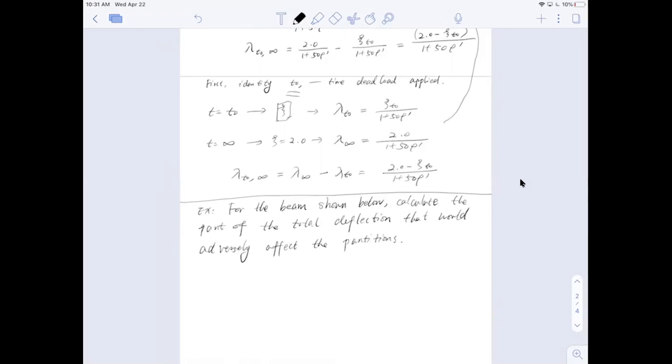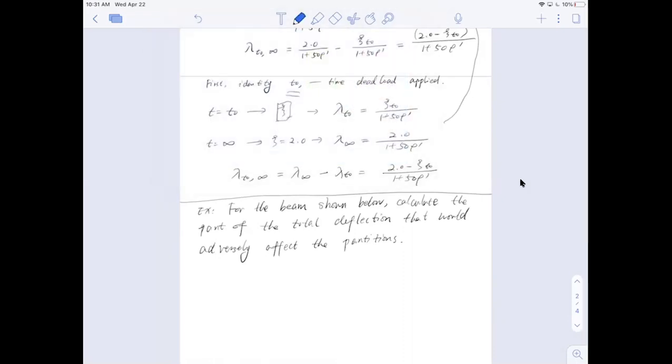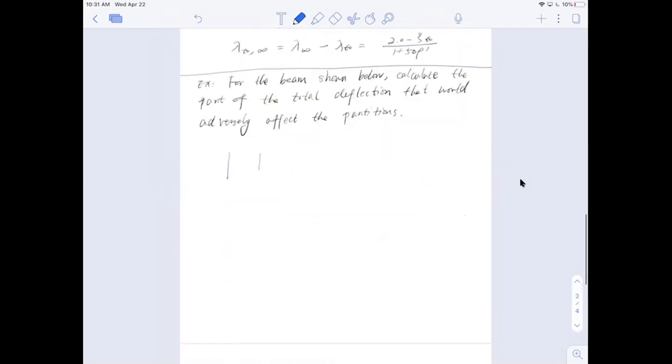Okay, let me explain what we're going to do with this. First of all, let's show the beam. The beam has a nice structure: a column here, a beam joint here, and a column here. I'm just going to draw the geometry for now, the column beam joint.